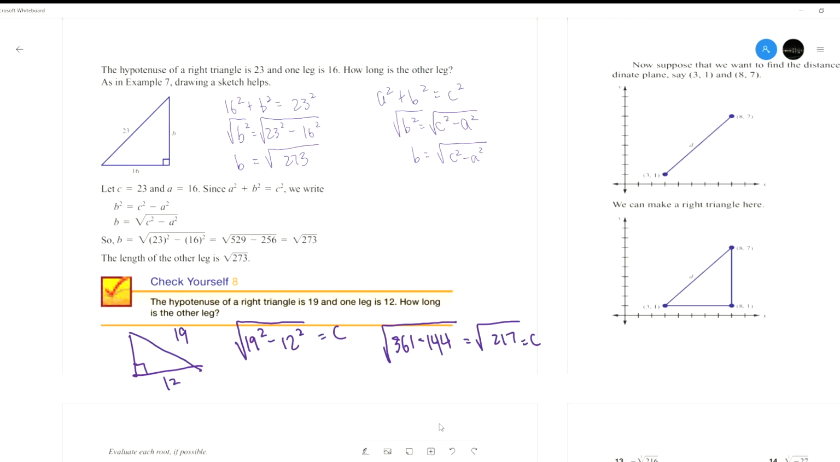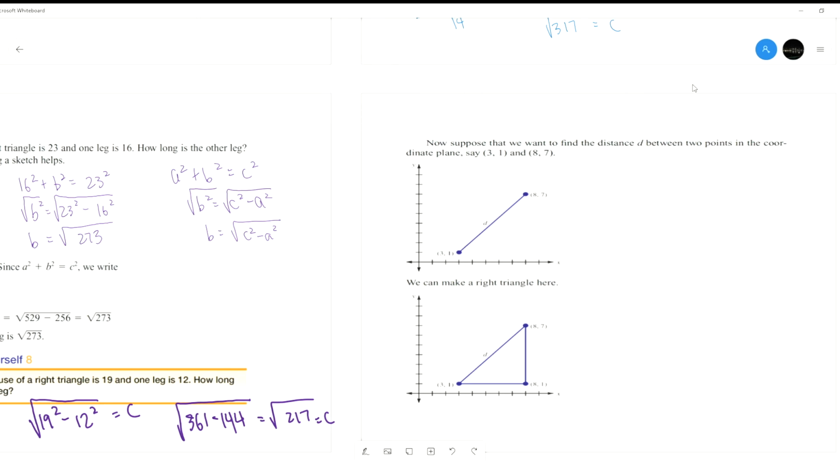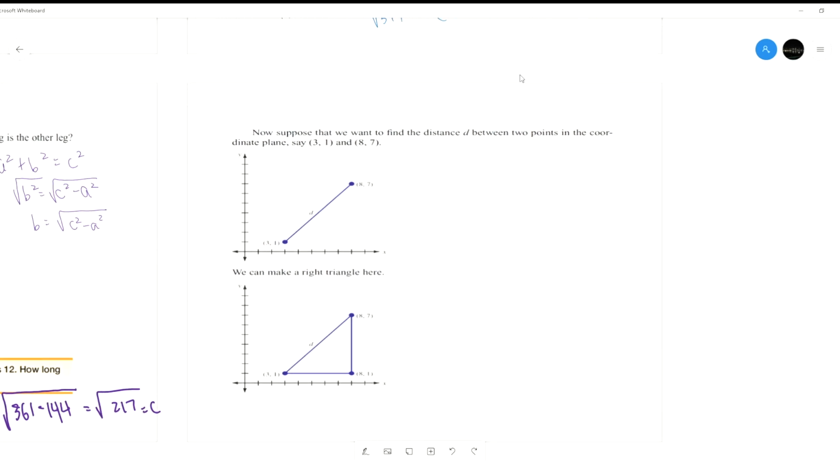So I forgot to record that section right there. So we have the hypotenuse is 19, the leg is 12. So hypotenuse squared minus leg squared is 19 squared minus 12 squared, and we square root that. So that's square root of 361 minus 144 is 217. And we want to leave it in the radical form because it's not a perfect square. We don't want to approximate like a decimal number there. So please just keep it in that radical form.